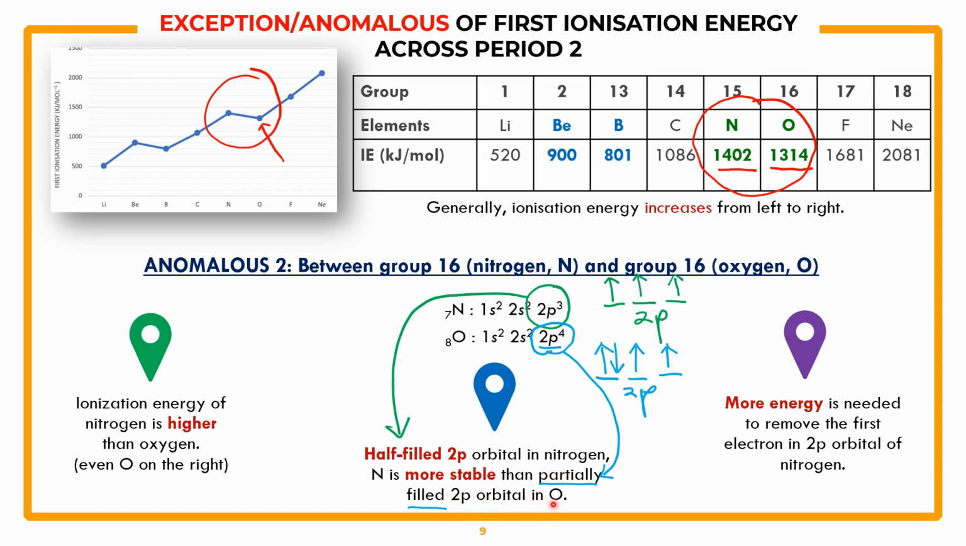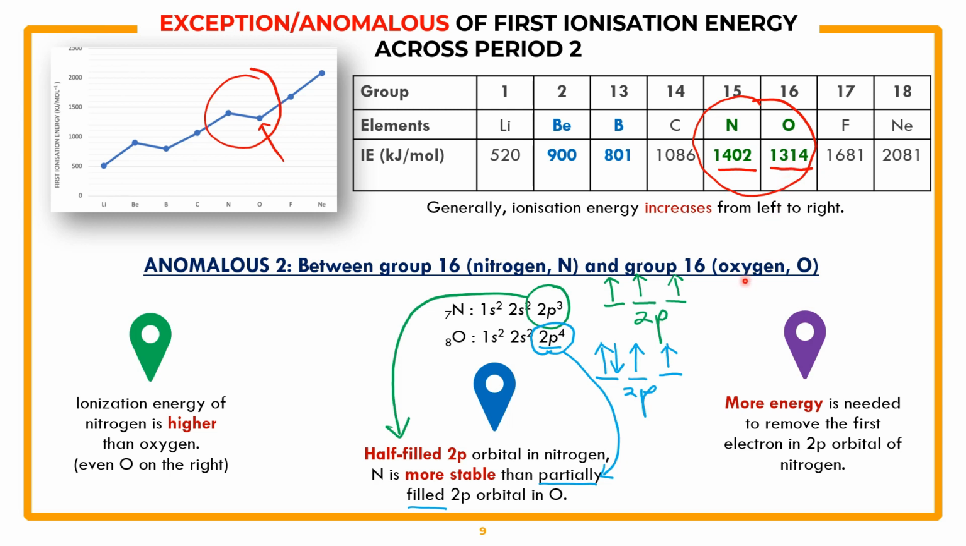So kita ada dua jenis orbital yang stable. Yang pertama adalah yang previous tadi, iaitu completely filled orbital, and the other one adalah half-filled orbital. So disebabkan oleh this arrangement, these electrons dah pun berada dalam susunan yang stable, compared to this one, maka it is harder to remove the first electron in nitrogen compared to removing the first electron in oxygen here. So due to this reason, first IE of nitrogen will be higher than oxygen.